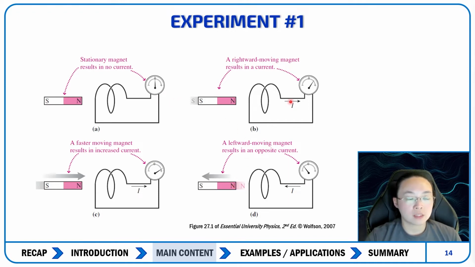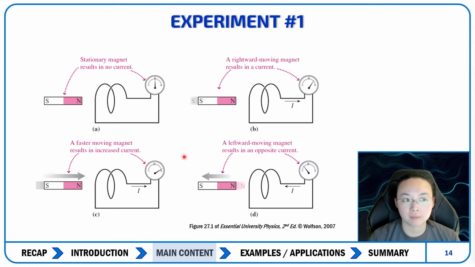No change is registered in the ammeter if the magnet is stationary. When we move it either towards or away from the coil, the ammeter registers something at a certain magnitude. If we change the speed at which we move the bar magnet away or towards the coil, the magnitude is going to increase. Basically, the faster we move the bar magnet away or towards the coil, the stronger the current is going to be.